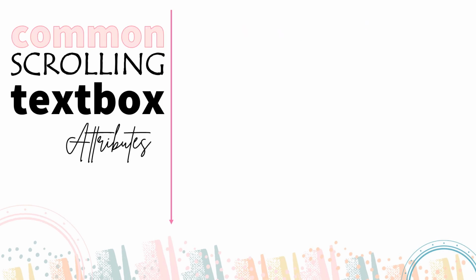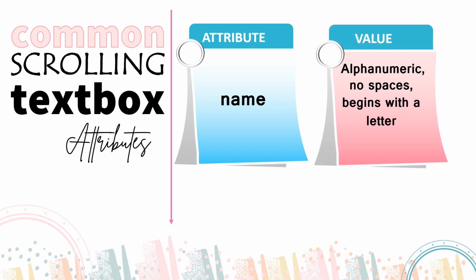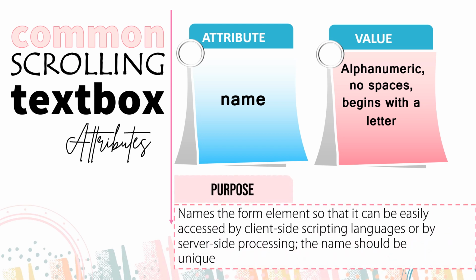Here are the common scrolling text box attributes. The first one is name. Its value can be alphanumeric, no spaces, begins with a letter. For the purpose, it names the form elements so that they can be easily accessed by client-side scripting languages or by server-side processing. The name should be unique.